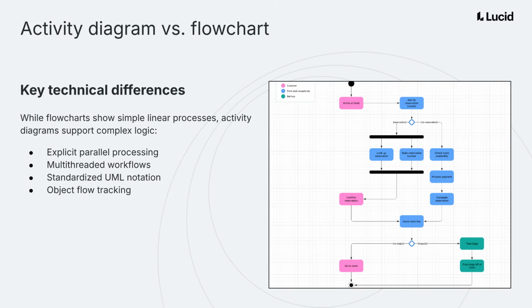Activity diagram versus flowchart. Key technical differences. Unlike standard flowcharts, activity diagrams use standardized UML notation to explicitly support parallel processing and multi-threaded workflows within a single system.